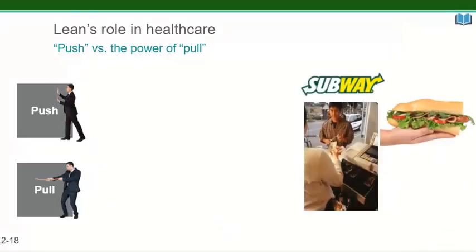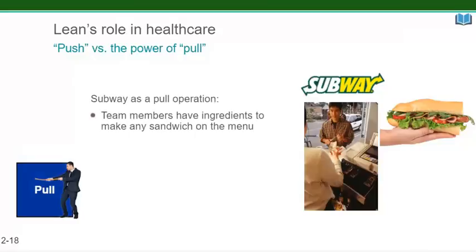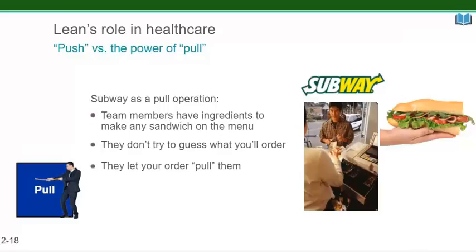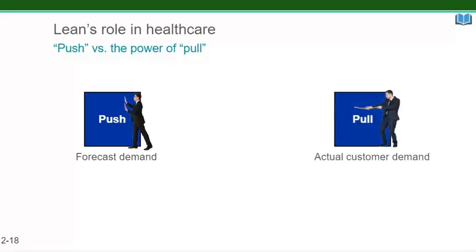By contrast, the Subway restaurant is a pull operation. When you walk in, its team members have ingredients ready that allow them to make any sandwich on the menu. But they don't try to guess what you're going to order. They let your order pull them to provide the sandwich you want, just the way you want it. Push systems are based on forecast demand, and our forecast of what we think the customer will want is very seldom entirely correct. On the other hand, pull systems are based on actual customer demand.